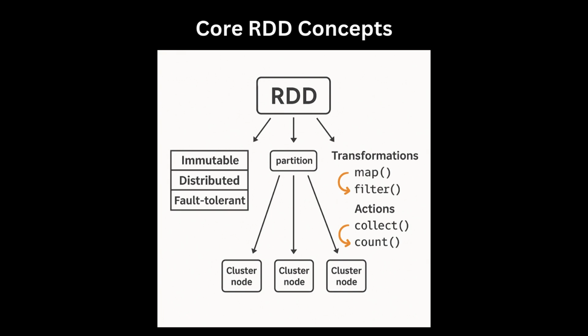RDDs support two types of operations: transformations like map, filter, and flatmap, which are lazily evaluated, and actions like collect, count, and reduce, which trigger execution. RDDs offer fault tolerance through lineage, meaning even if a node fails, Spark can recompute the lost data. While RDDs are low-level and give fine-grained control, modern PySpark projects mostly use DataFrames for ease and efficiency. But understanding RDDs is key to mastering Spark under the hood.